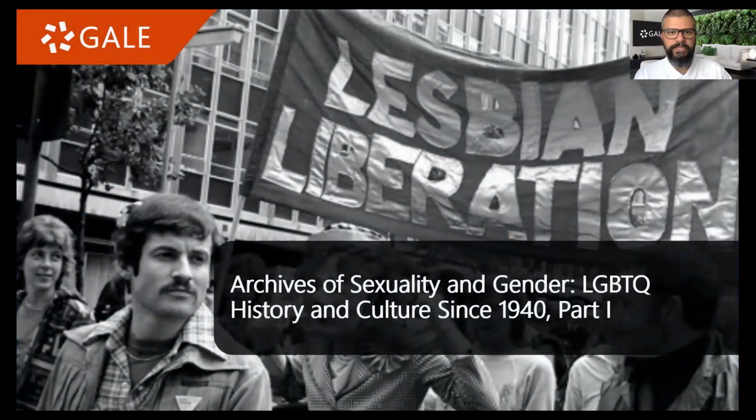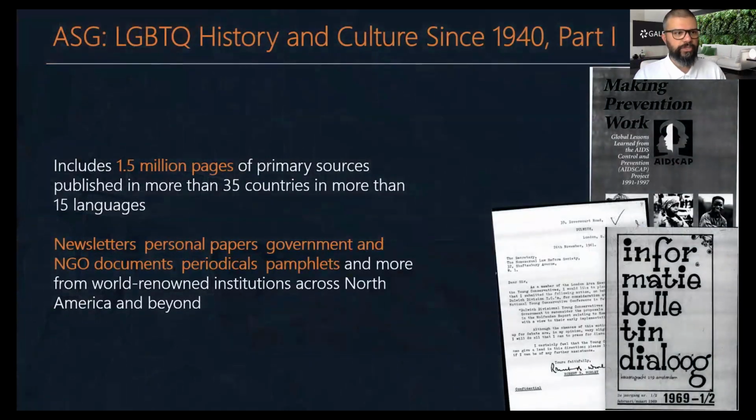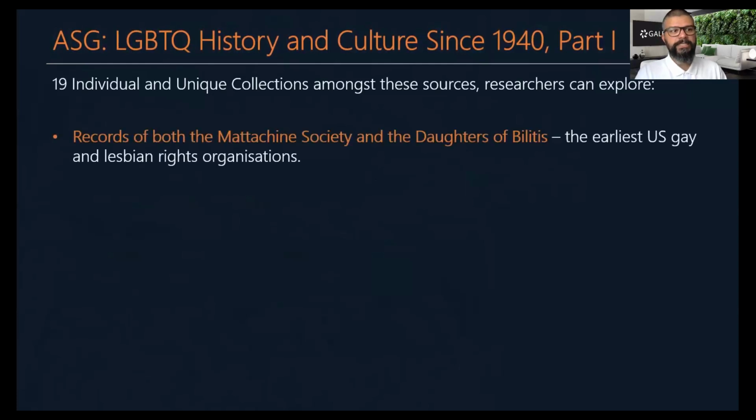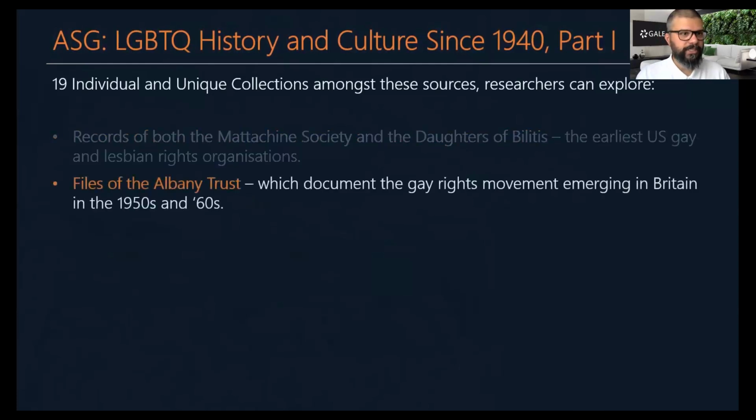All right, let's skim through these contents very quickly. The first one is the Archives of Sexuality and Gender, LGBTQ History and Culture since 1940. This is about 1.5 million pages. Essentially, there are personal documents, government papers, NGO documents, periodicals and pamphlets, not just from America but from around the world as well. There are 19 individual collections in this archive.